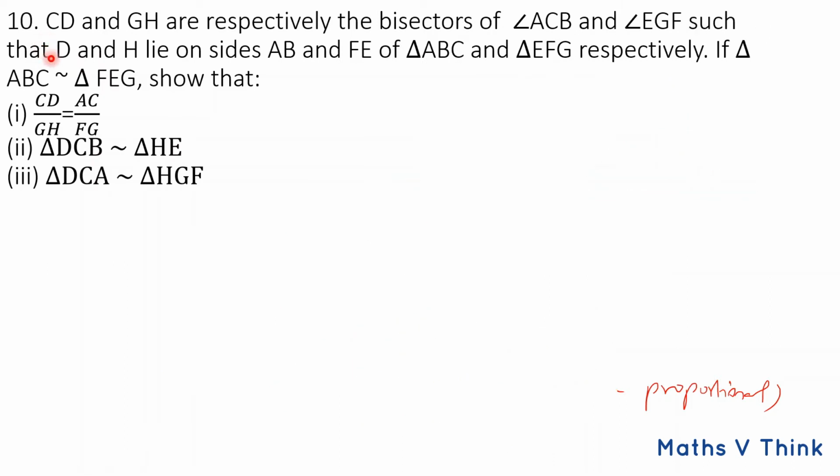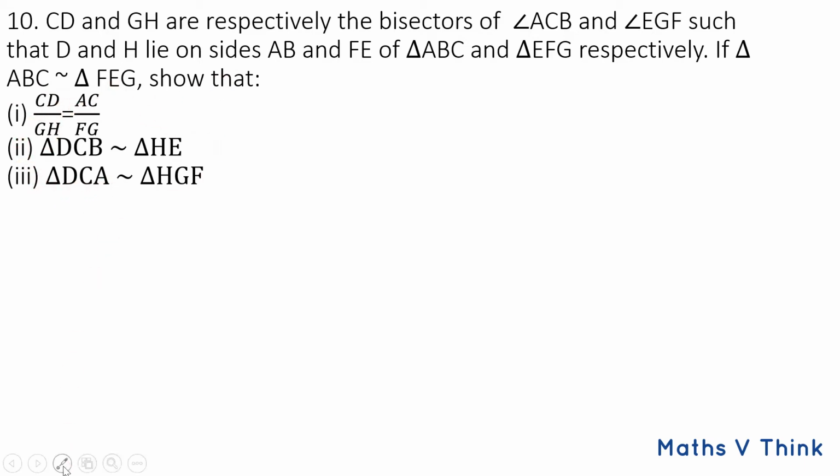The 10th question says CD and GH are respectively the bisectors of angle ACB and angle EGF such that D and H lie on the sides AB and FE of triangle ABC and triangle FEG respectively. If triangle ABC is similar to triangle FEG, show that. So we need to show these things.